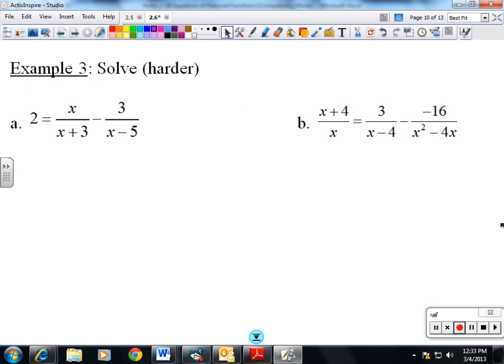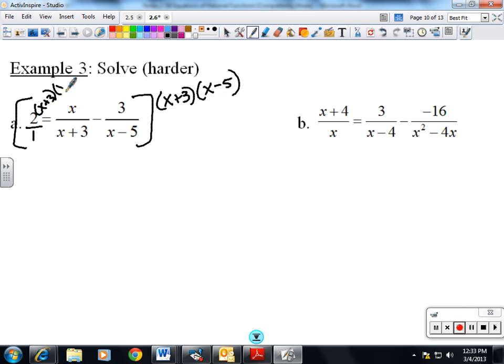Now these are getting a little bit harder. Here I have a 1 understood to be underneath my 2. My LCD, I have to have an x plus 3. I also have to have x minus 5. So my LCD is x plus 3 and x minus 5. And I have to multiply that by all three of these. I'm going to multiply it here, here, and here.